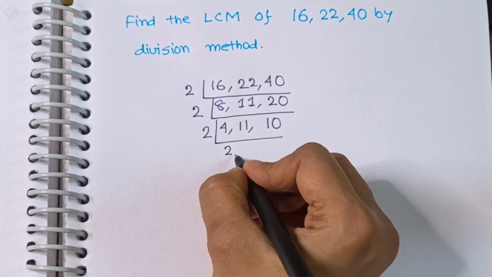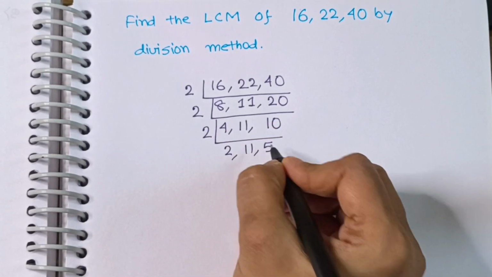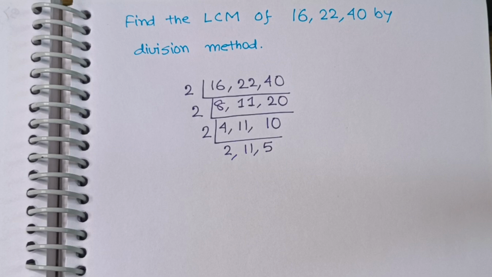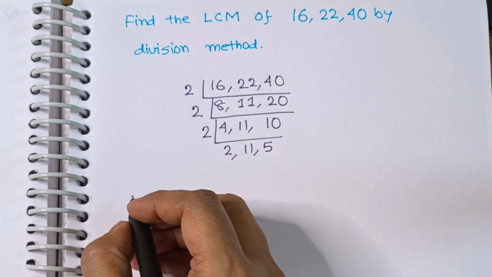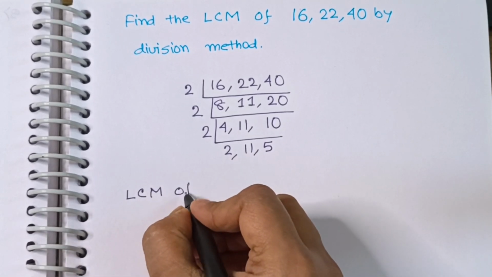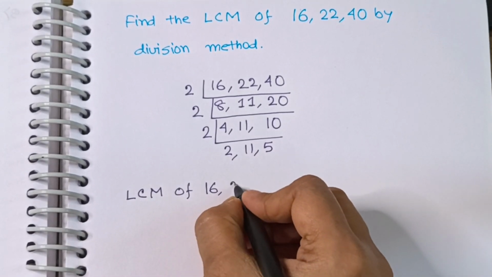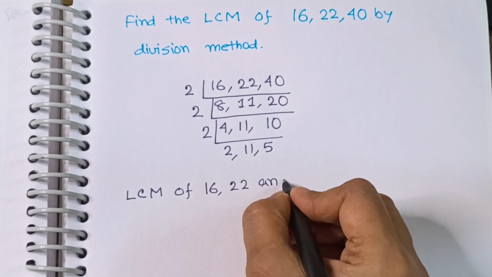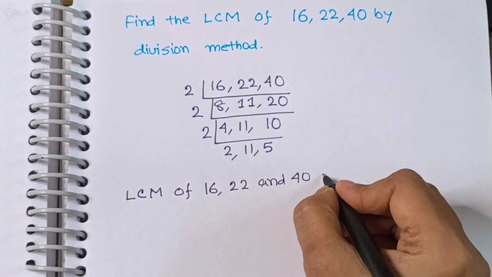Let's find out the LCM of 16, 22 and 40. Write the numbers side by side. 16, 22, 40. The smallest prime number that divides at least two of them is 2. Divide 16, 22, 40 by 2. We have 8, 11, 20.